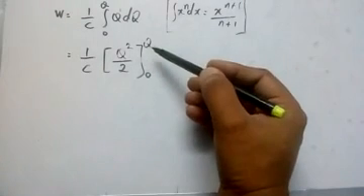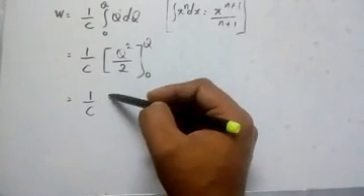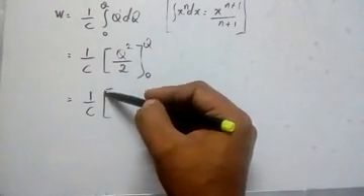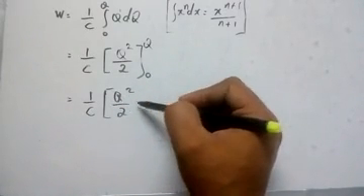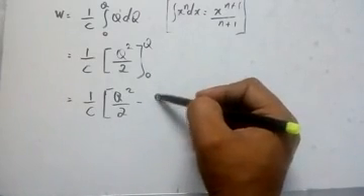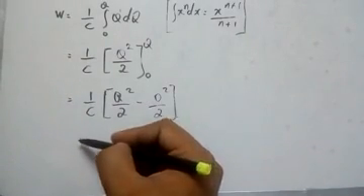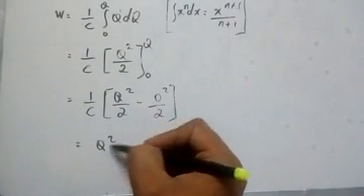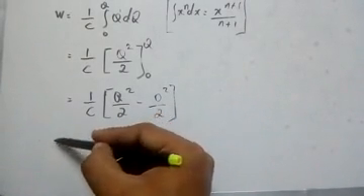Let's substitute now the upper limit minus the lower limit. So you will get 1 by C into, upper limit was Q, so Q square by 2, minus the lower limit, which is 0, so 0 square by 2. The second term is 0. So you get Q square by 2C. Left side we have the work done.